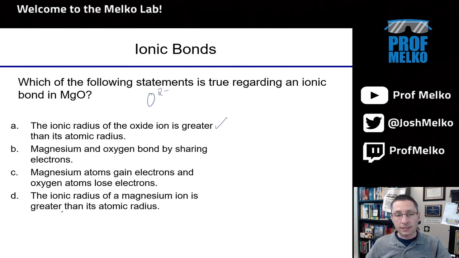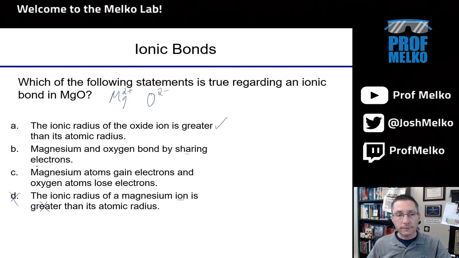Contrast that with D. Radius of magnesium ion is greater than its atomic radius. Okay, magnesium here becomes 2 plus. 2 plus means you've removed 2 electrons. So you've peeled off some of these outer layers. The onion is getting smaller. Magnesium as an ion is smaller, not greater, than its atom. Okay, so as an ion, it's smaller. D cannot be correct.